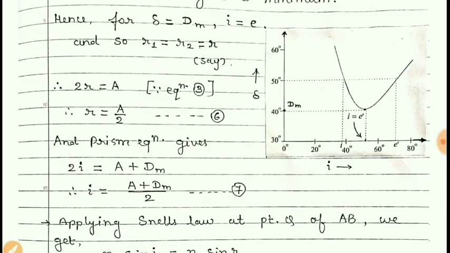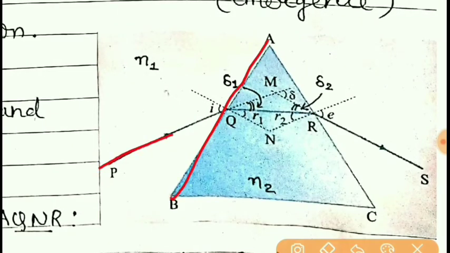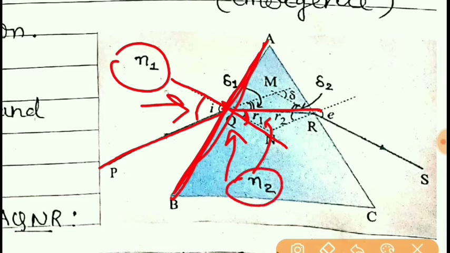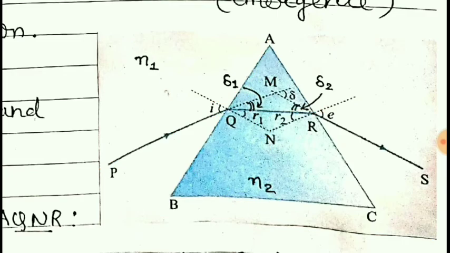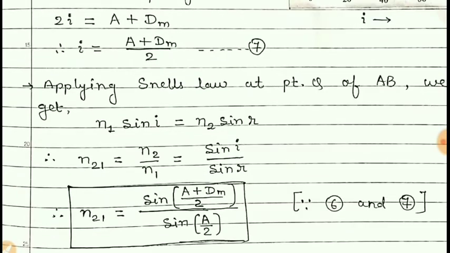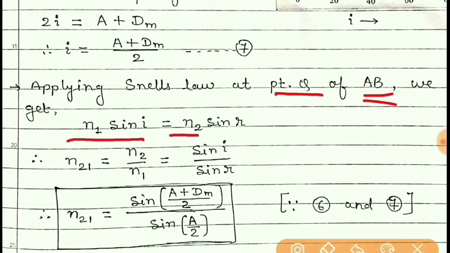So students, why do we obtain this R and I? It is because at this surface AB, this angle is the angle of incidence and this angle is the angle of refraction, and so we can apply Snell's law at this point Q. According to Snell's law, N1 sin I is equal to N2 sin R. So I have written here, applying Snell's law at point Q on the surface AB, we get N1 sin I is equal to N2 sin R.